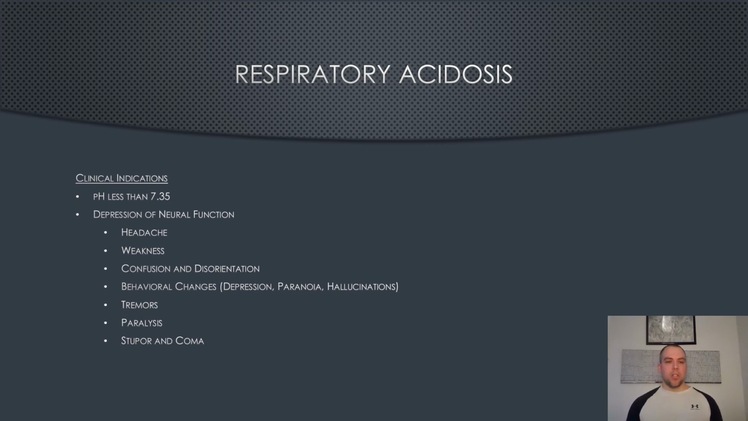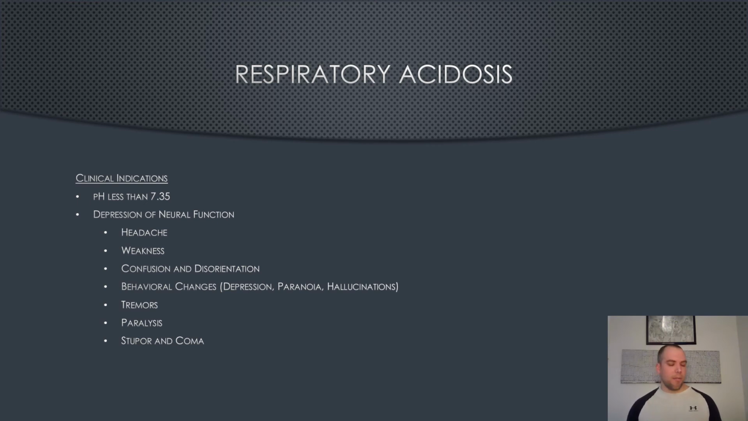So clinical indications are a pH of less than 7.35. Why is that there? It's because if your patient is currently in respiratory acidosis, which you can measure with your EtCO2, it is safe to assume, generally speaking, that their pH is now below 7.35.